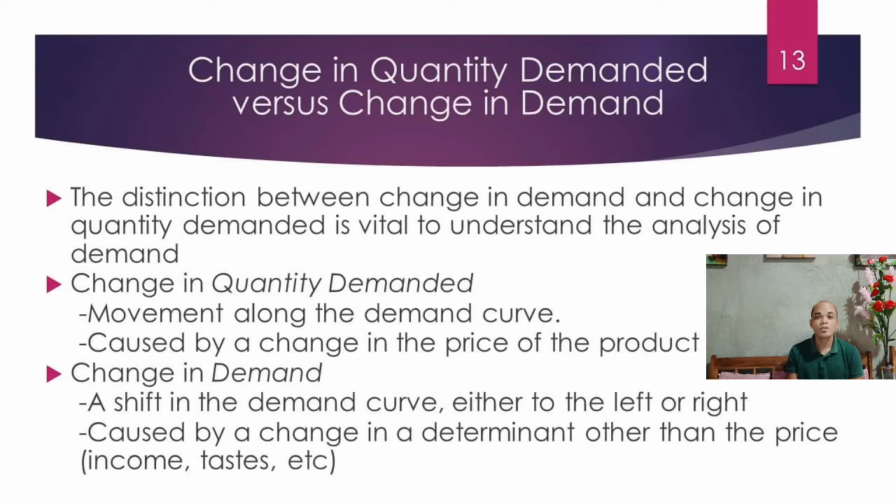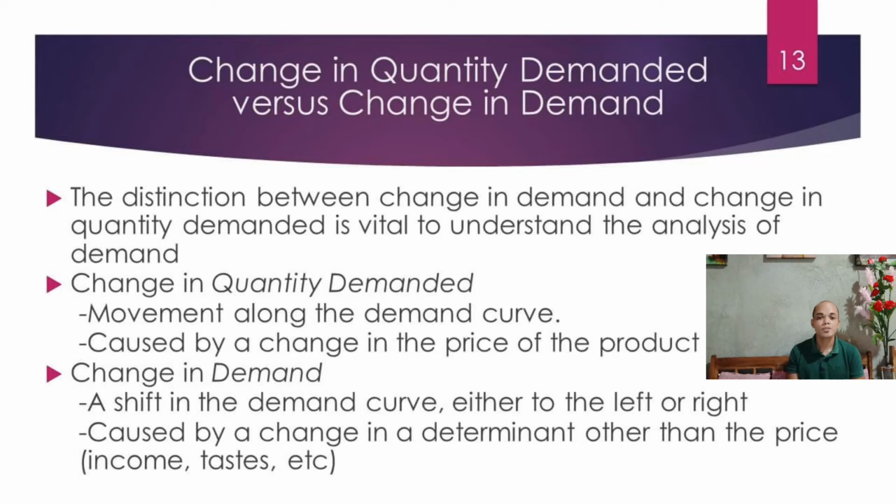First, change in quantity demanded has two factors. First, a movement along the demand curve happens. Second, it is caused by a change in the price of the product. Second, change in demand also has two factors. First, a shift in the demand curve either to the left or to the right happens.